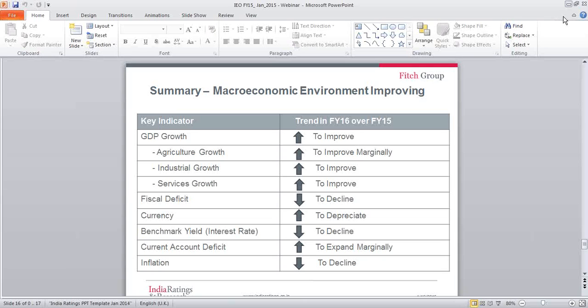Okay, the next question is from Mr. Ajay Partale. If crude price further reduces sharply, will it affect our economy?